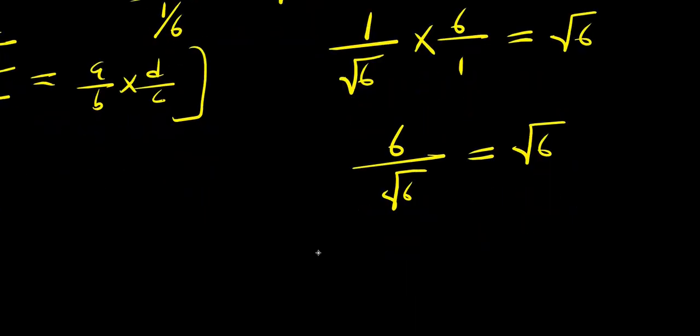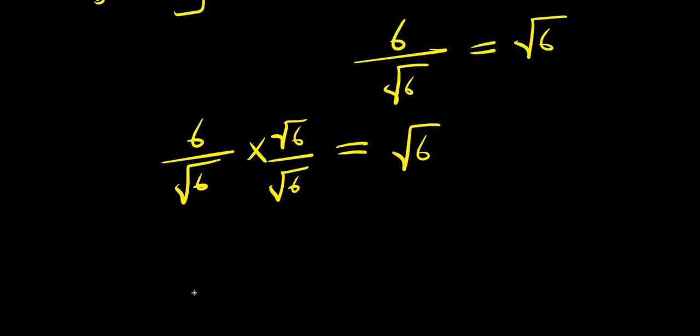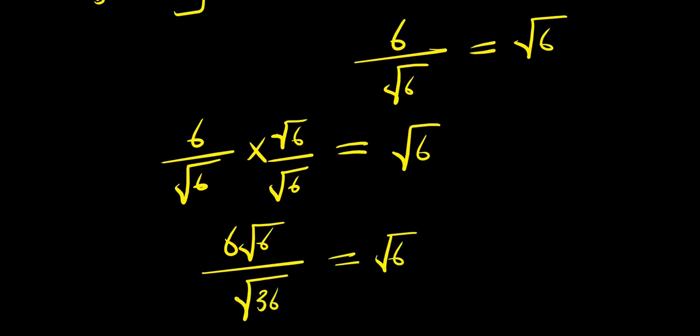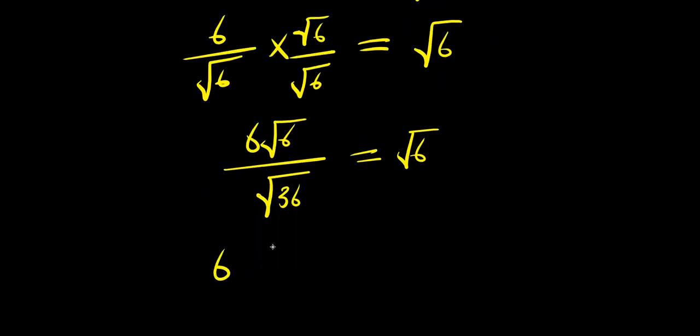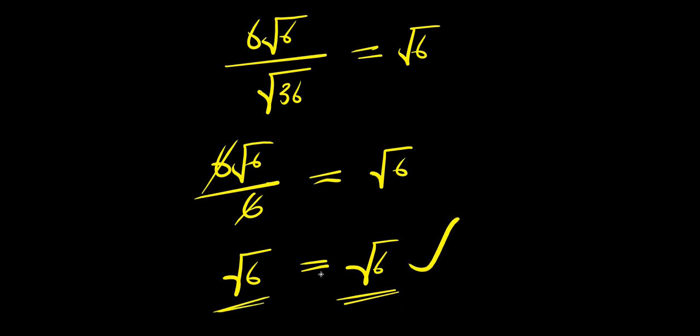So what I'm going to do will be to rationalize this denominator of 6 divided by root 6. Multiply by root 6 divided by root 6. So from here, I will simply have 6 times root 6, that is 6 root 6, divided by root 6 times root 6, that is root 36, which is 6. This cancels this. So what I have here is simply root 6 equals root 6. So both sides are the same, meaning that they are correct.